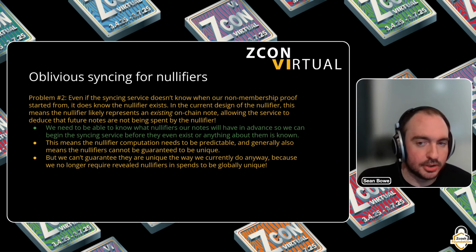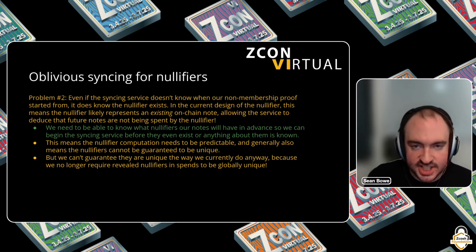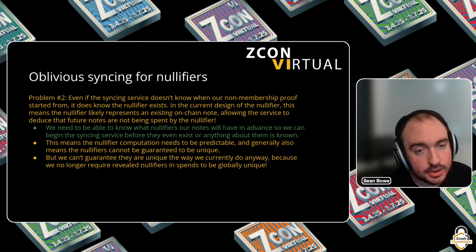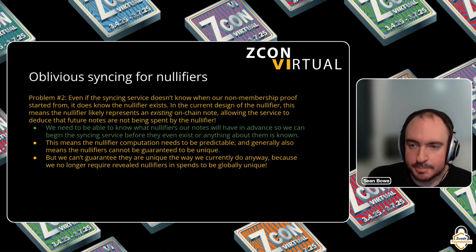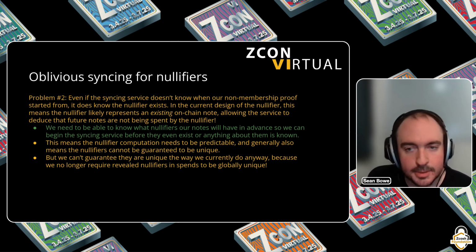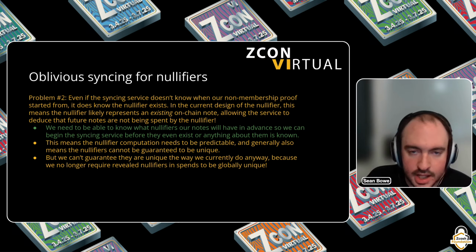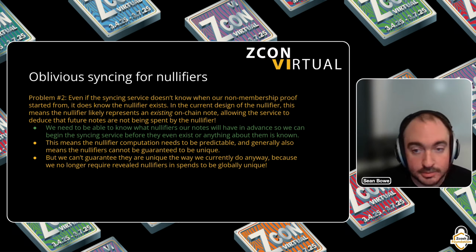which violates indistinguishability. And the reason why this happens is because nullifiers currently are computed using information that is, for the most part, unpredictable prior to the creation of the note. For example, the note commitment, and a bunch of other data that can't be anticipated, basically.